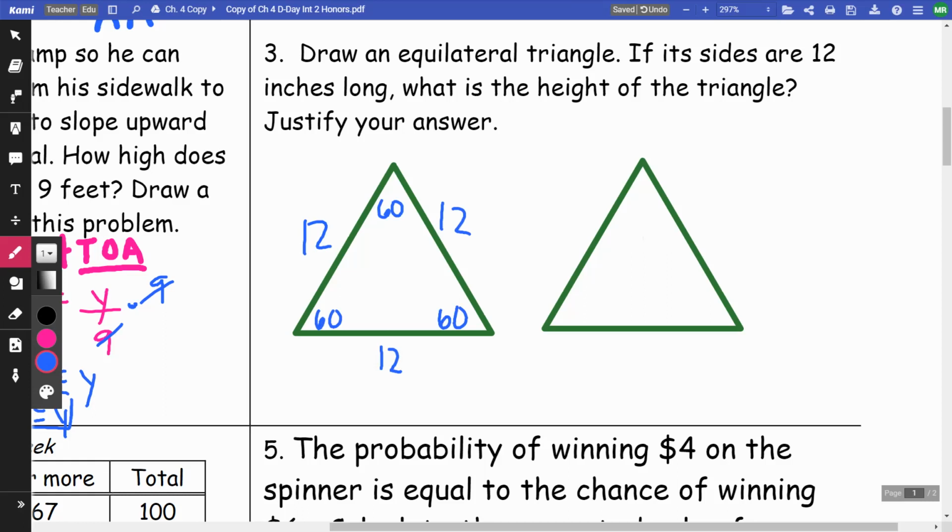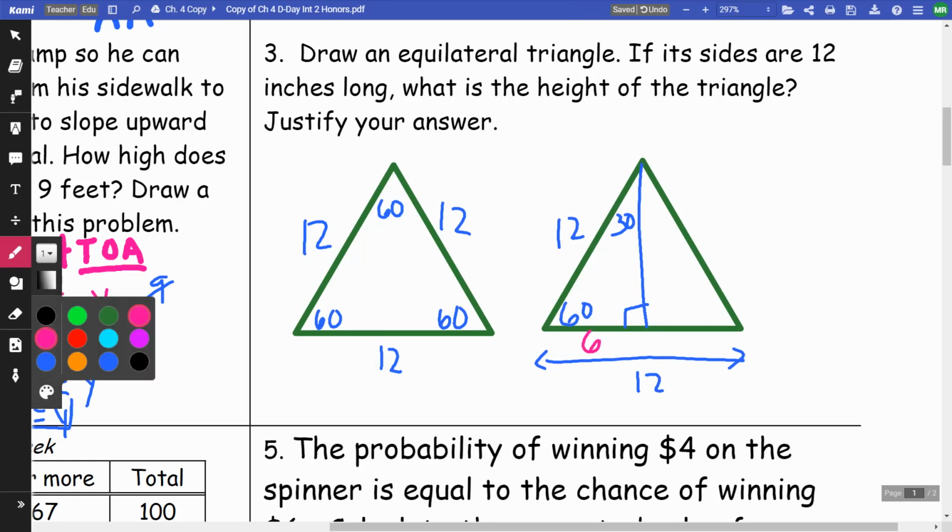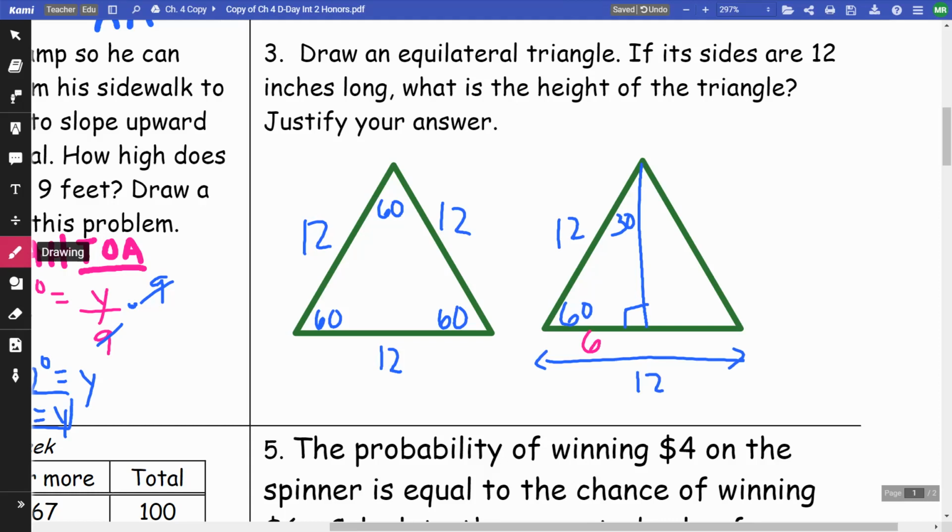Now, if I took this and I split this in half, that 60 would become a 30. This would be a 90 here. This would be a 60. This was a 12. All the way across this was a 12, which makes this a 6. Now we learned you can do a Pythagorean, do a right triangle to find this value here. I'm just going to call it Y.